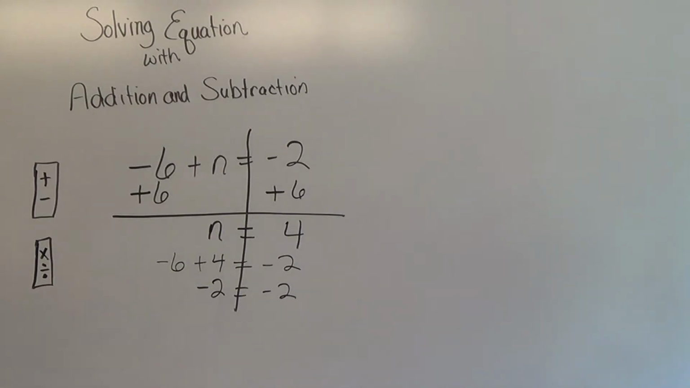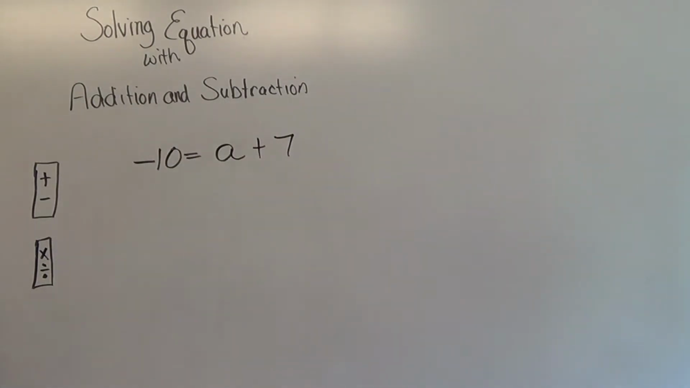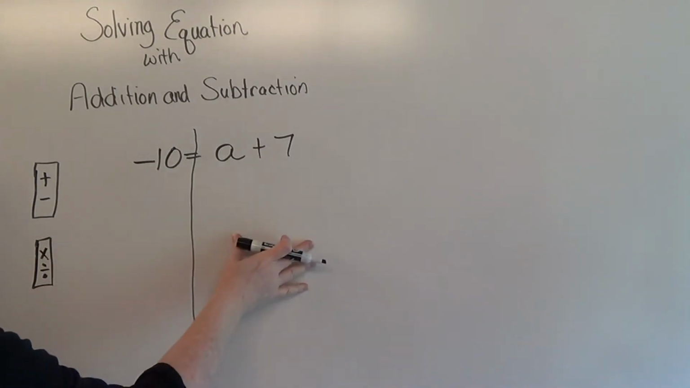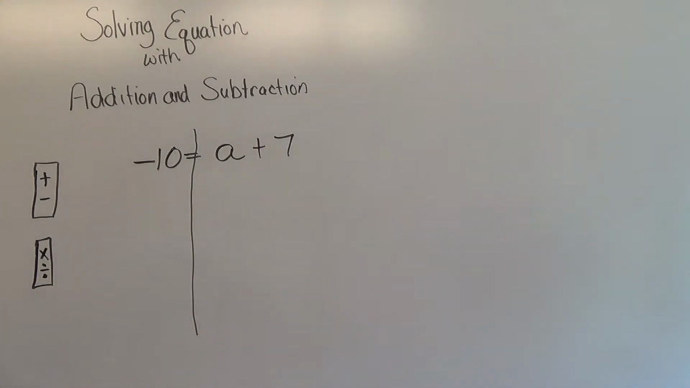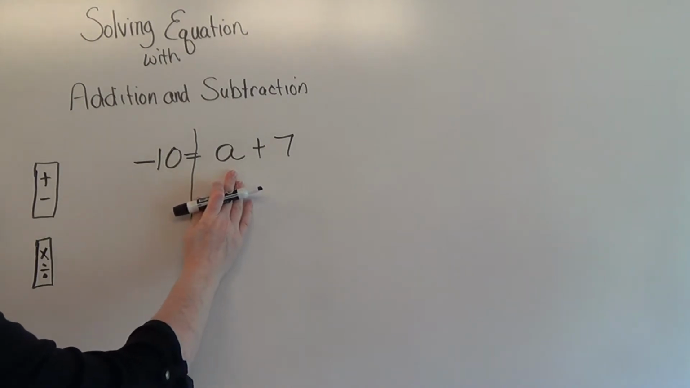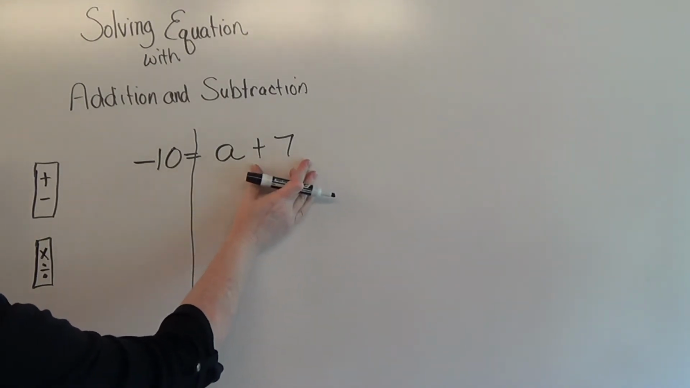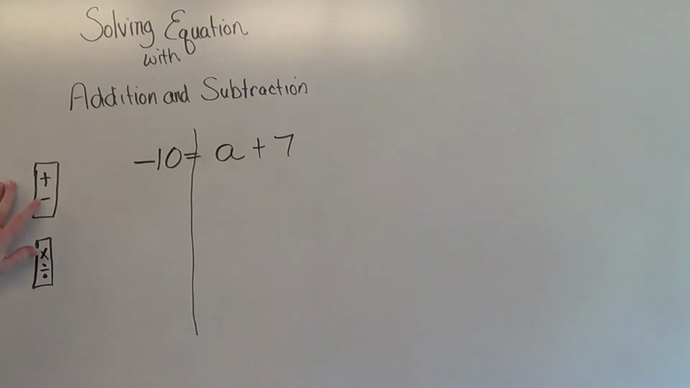Okay, let's try another one. In this problem, again, we're going to cut it in two at the equal sign. So we have the left and the right. The variable's on the right. We want to get it by itself. So there's a plus 7 attached to it. So the inverse operation would be minus 7.